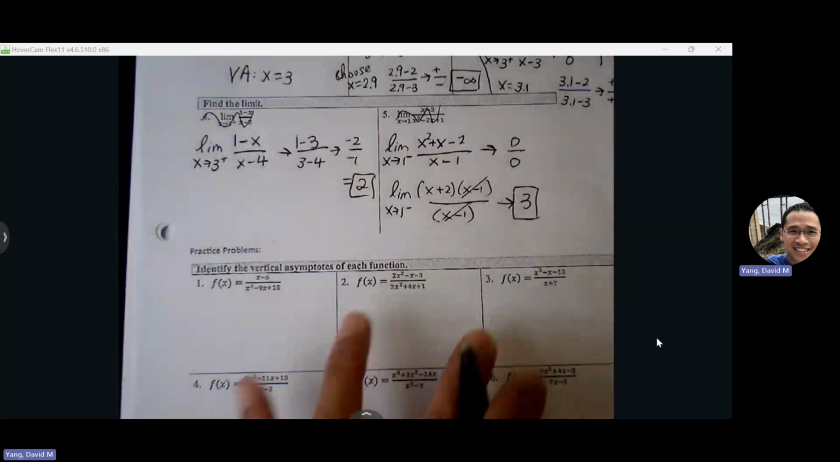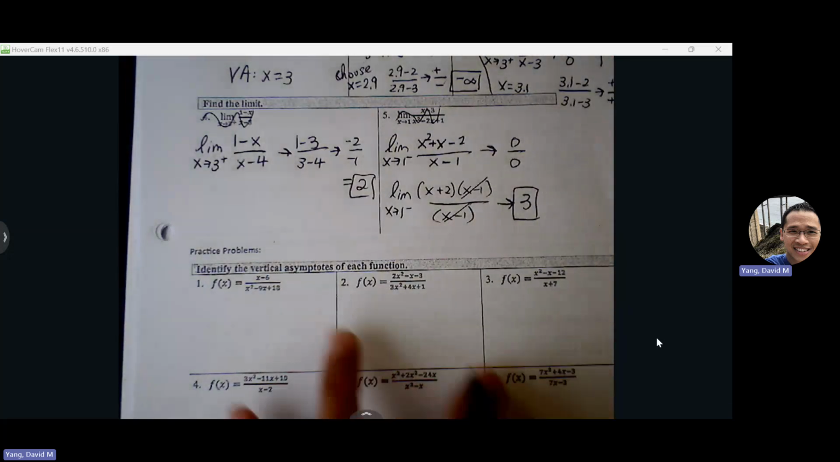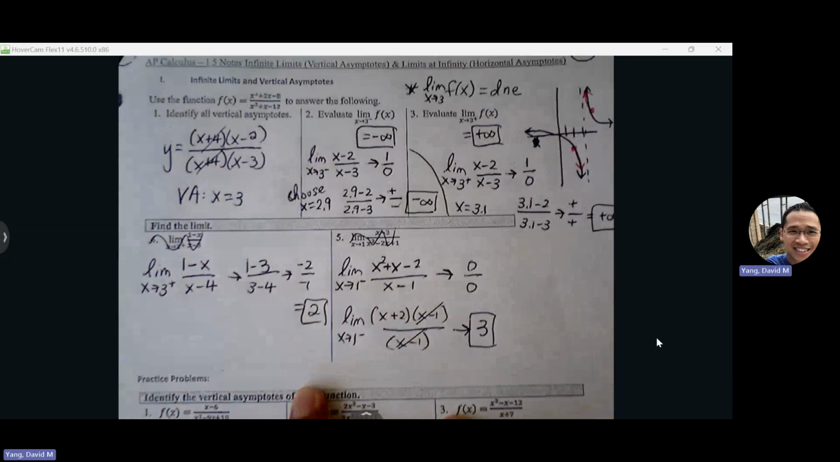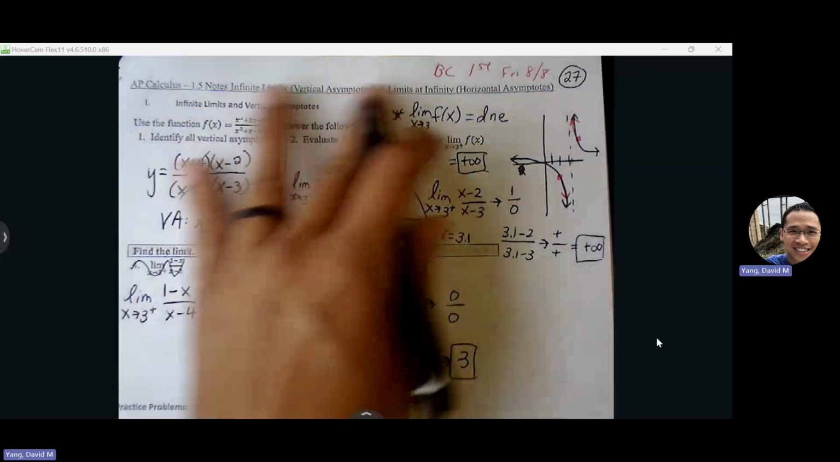The rest of these problems are just factoring and finding vertical asymptotes. I'm going to skip these problems, but are we okay here?